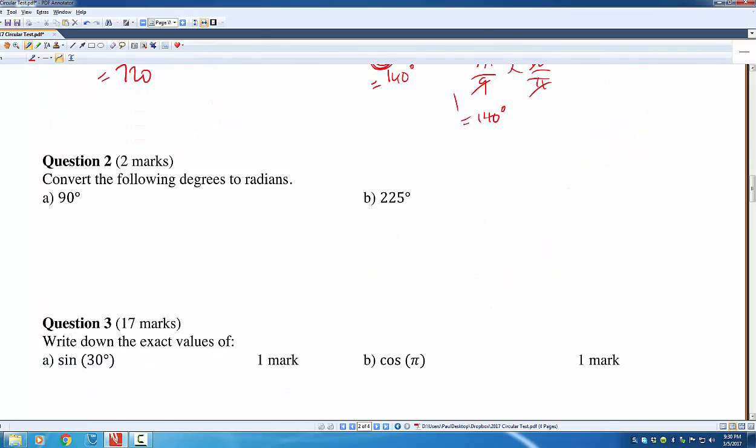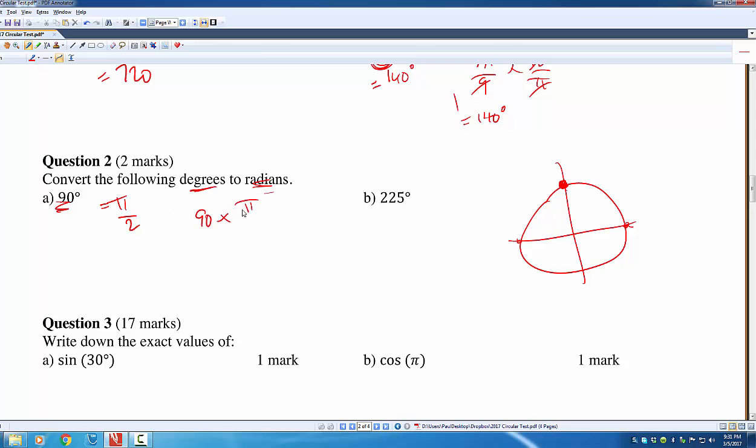Down here we're going to convert the following degrees to radians. Again, I need my unit circle for this. 90 degrees is up here, this is pi, this is 0, so this must be pi on 2. But again, you could use the formula: 90 multiplied by pi on 180 equals 90 pi on 180, which when simplified is just pi on 2.